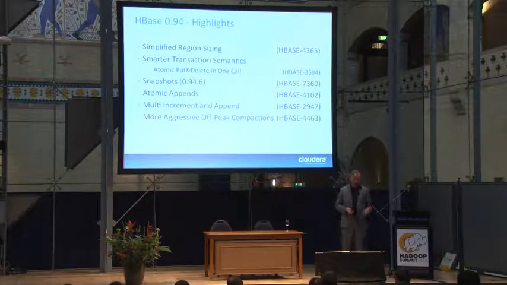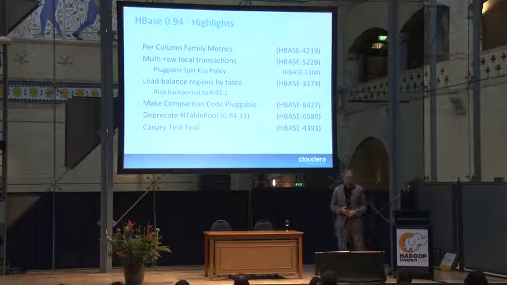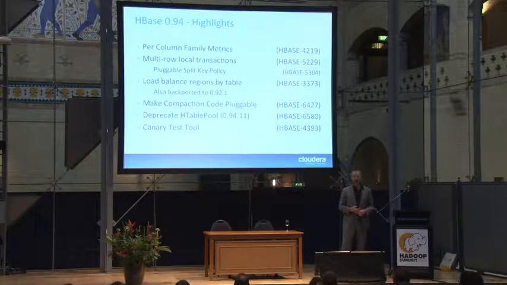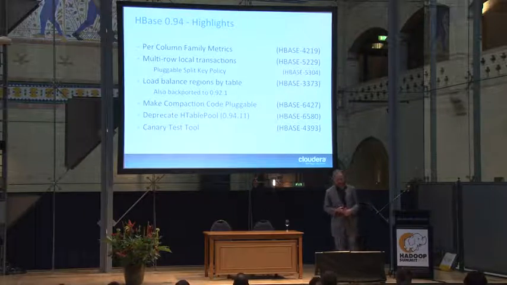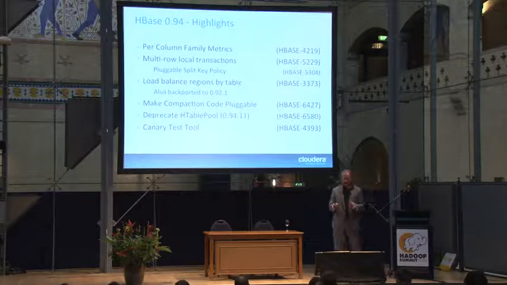And a few other improvements. We also have more metrics. You can now track what's happening per column family. We have an interesting feature called multi-row local transactions. Whenever you discuss NoSQL solutions, the first thing you typically hear is that there are no transactions, there's only row-level atomicity. That's not entirely true.